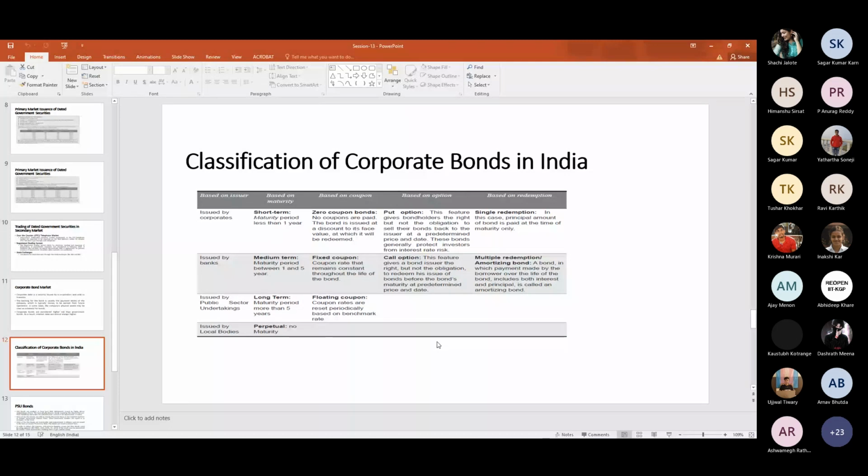At what particular point of time will the issuer go for exercising this call option feature? Can you tell me? When is there a probability that the issuer will call back that particular bond? In the high interest rate scenario or low interest rate scenario? High interest rates. High interest rate. So if there is a high interest rate, then why will they call back? Can you give the reasons?